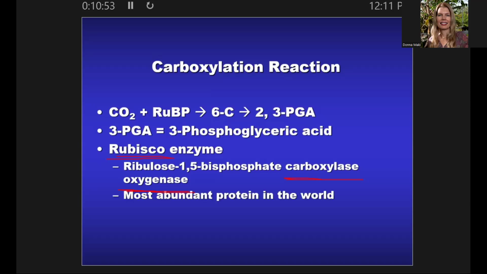This is the most abundant protein in the world. All organisms that do photosynthesis and carbon fixation, well, nearly all, almost all, have the Rubisco enzyme. And so when you look at just the leaf tissue, about 40% of the protein content is Rubisco. So super important enzyme. If you don't have this functioning correctly, you cannot complete photosynthesis and get your sugars made.